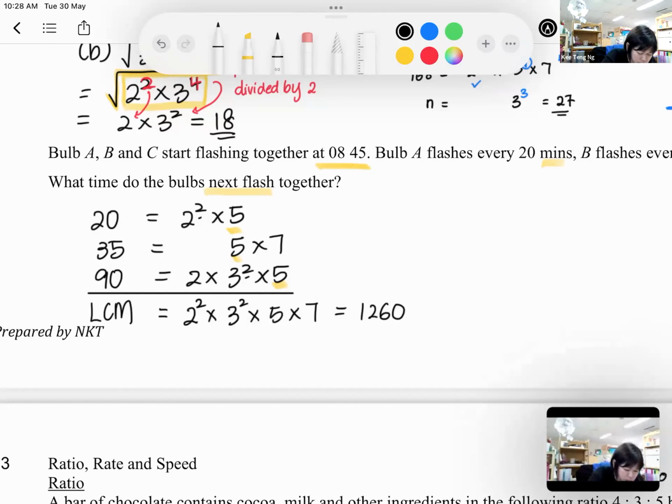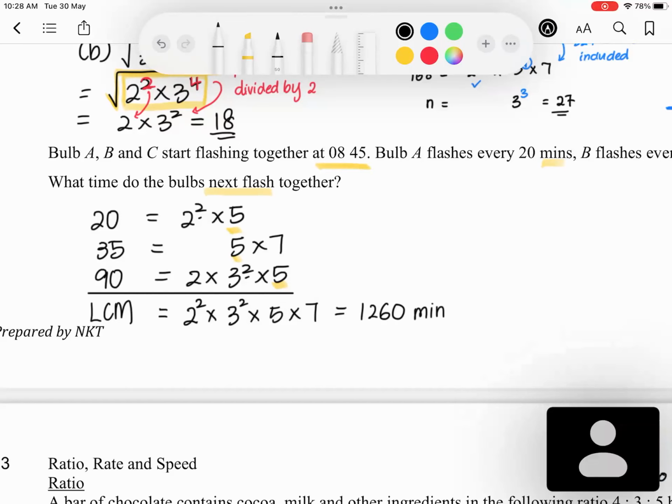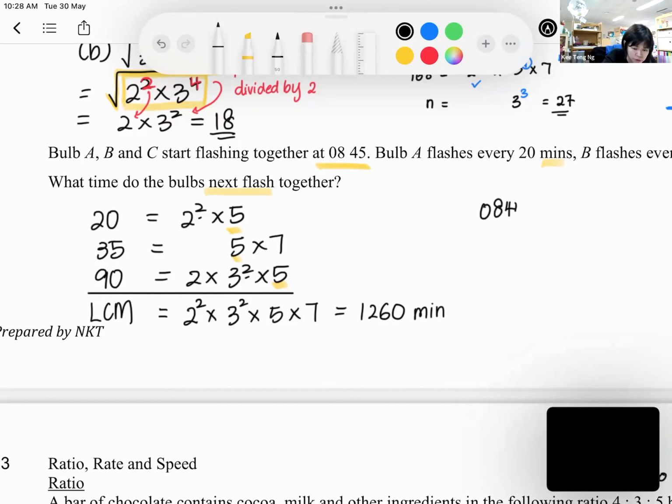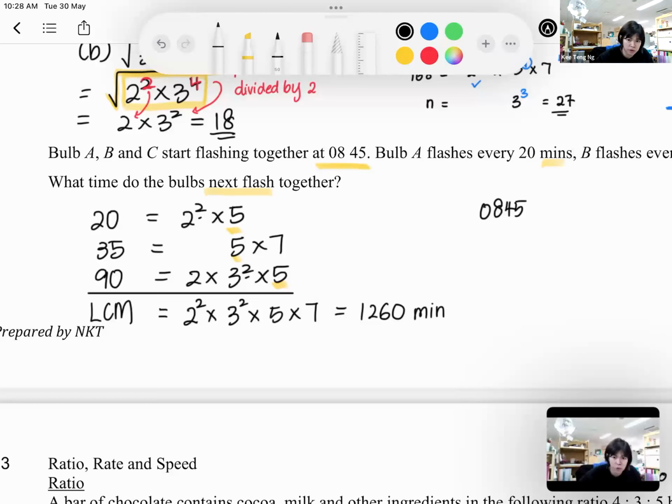Right, but this unit is in minutes. I know I have a timing 0845. So I need to change the 1260 minutes to hours and minutes. So I need to take this and divide by 60. Okay, so 1260 divided by 60 gives me 21 hours. Okay, so 0845, 21 hours later, what number will it give me?